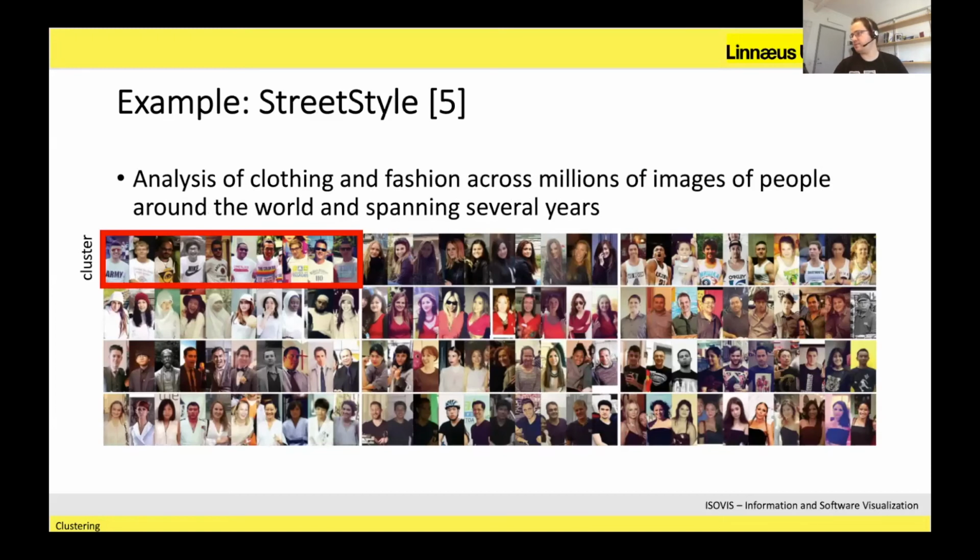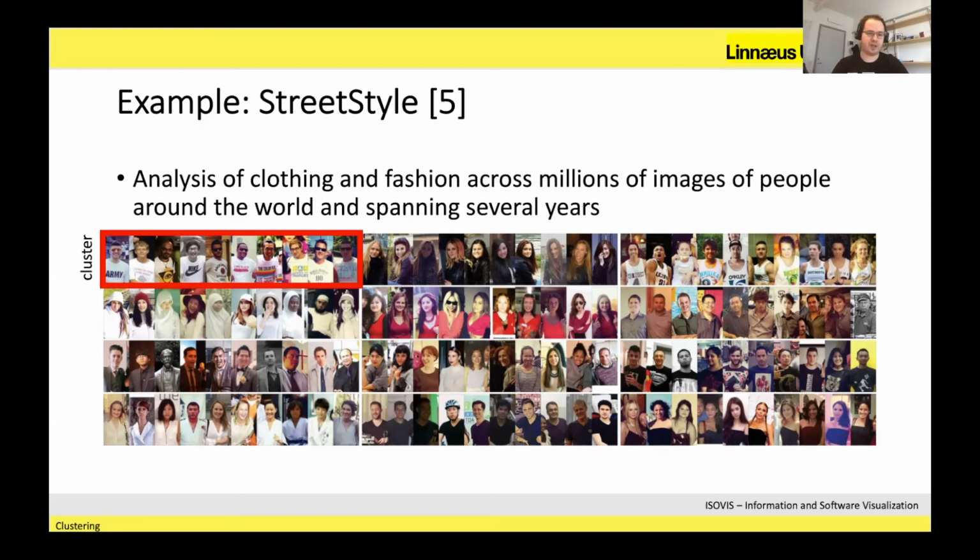And now, as a final thing, since one of the goals of the course is to give you some glimpse into the state of the art of clustering algorithms, I found it interesting to show you this paper. This is a published paper. I don't remember where it was published, but it must have been like 2 or 3 years ago. It's a very interesting, very high quality paper. It uses clustering for analyzing fashion across clothing and fashion across millions of images of people around the world and spanning several years. And clustering is the method of analysis that they use, with extra interpretation.